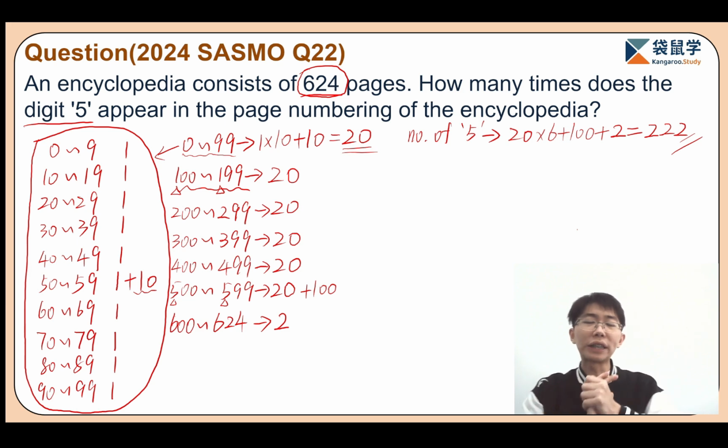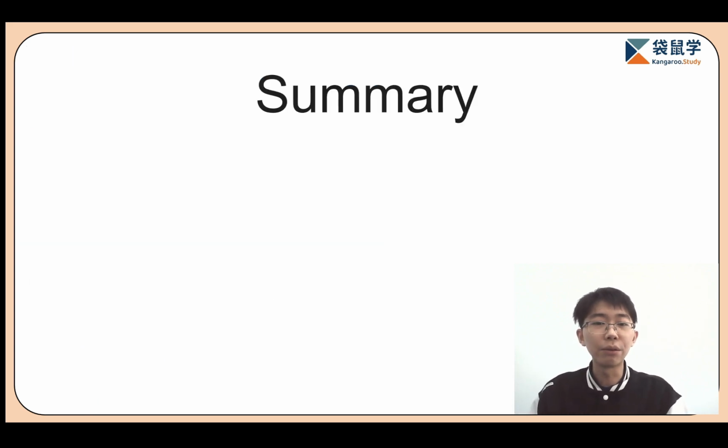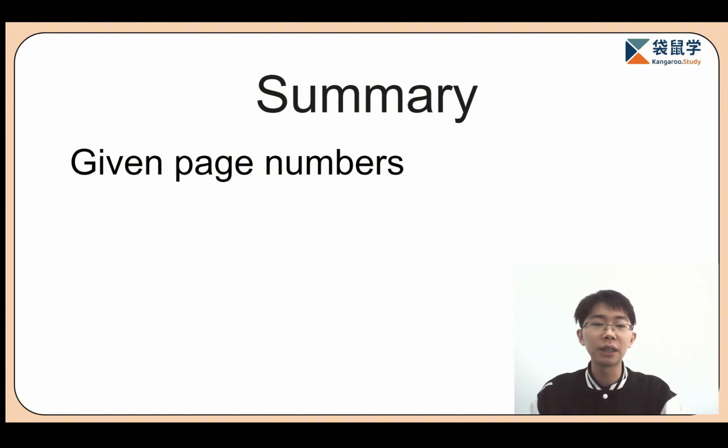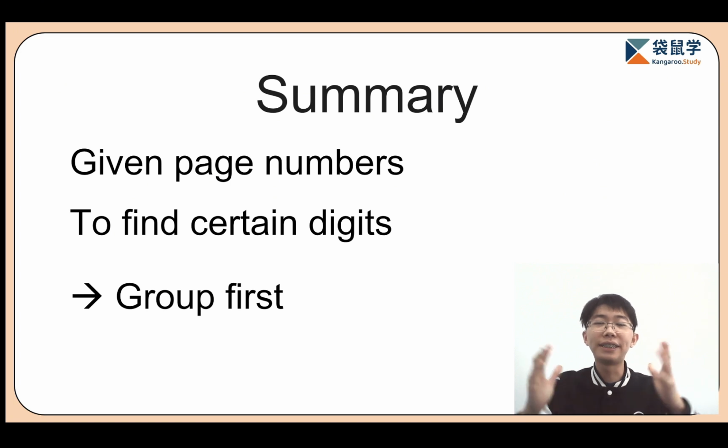Now, let's do a quick summary about this question. In this question, we are given the total number of pages. We are trying to find out the number of a certain digit, digit 5, that appears in these 624 pages. So what have we done here? We try to group the numbers and try to observe inside each group how many digit 5 are there. So in summary, if you are given the page numbers, to find out the certain digits, you do the grouping first. And that's all about this question. If you understand this, now take a look at a very similar question over here.